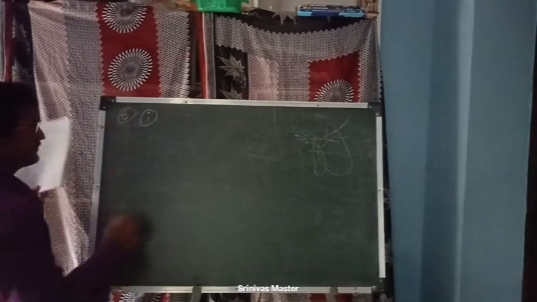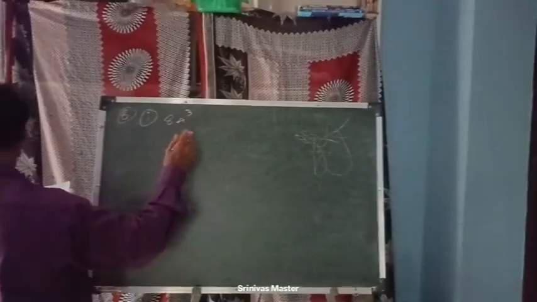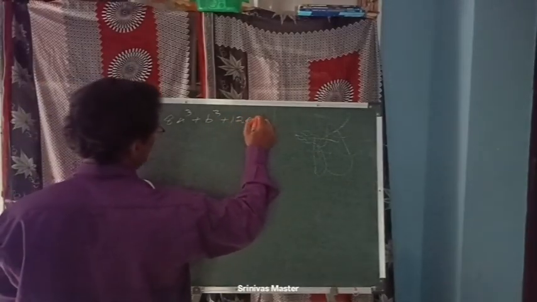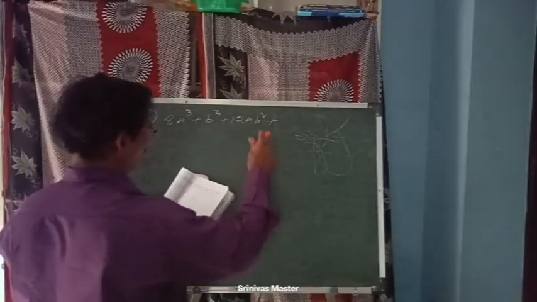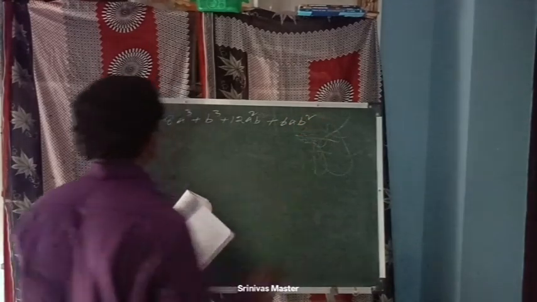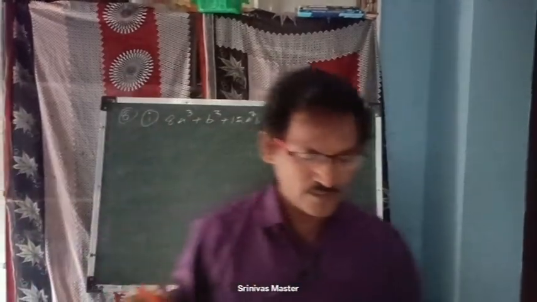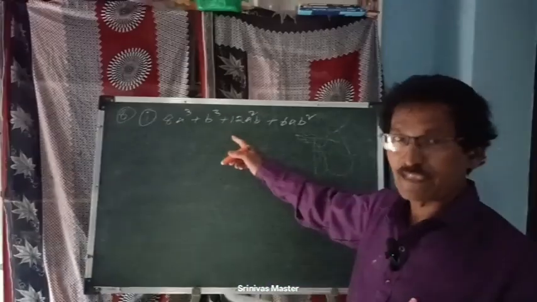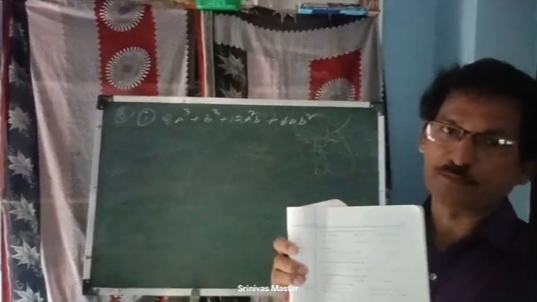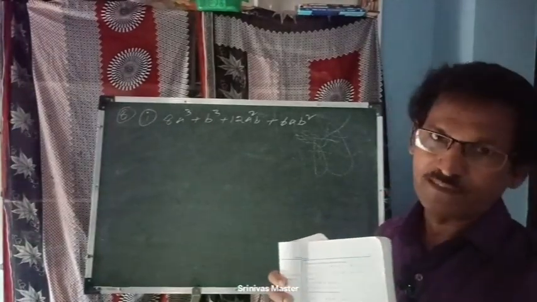Suppose you take the first one. See what the first one is. The first one is given as 8a cube plus b cube plus 12a square b plus 6ab square. See once again, check that question also: 8a cube plus b cube plus 12a square b plus 6ab square. Whenever you have your textbook, you must see whether the question is clear or not, whatever you wrote. If there is any small mistake, then totally it will become a mistake, you know that.